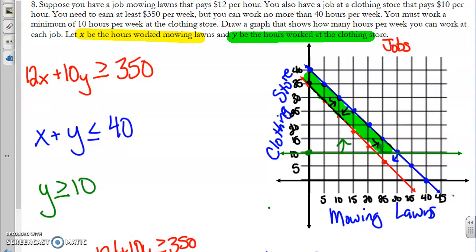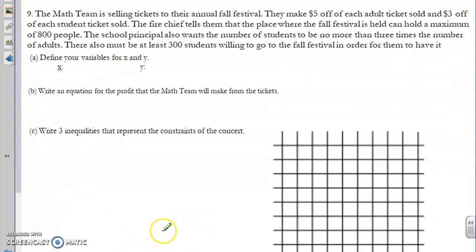Okay. All right, last one, number 9. Math team is selling tickets to their fall festival. They make, so this is a profit, $5 off an adult ticket and $3 off of a student ticket. And then we have several different cases, kind of like when we did Naomi with the chocolates. The fire chief tells us that the fall festival can hold a max of 800 people. The school principal wants the number of students to be no more than 3 times the number of adults. And there must be at least 300 students willing to go, or they're not going to have it.